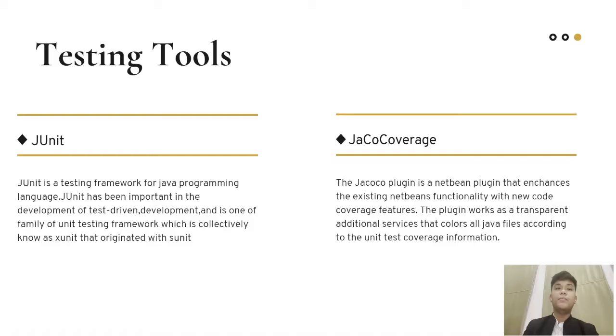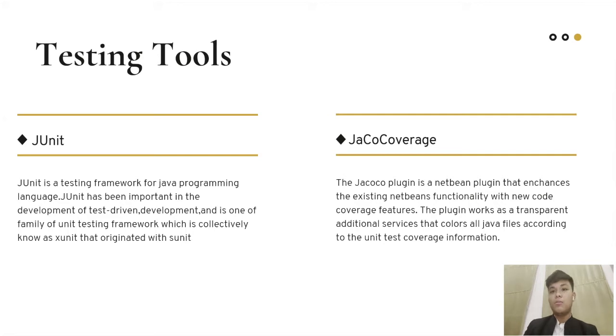For the testing tools we have JUnit and Jacoco Coverage. JUnit is a testing framework for the Java programming language. JUnit has been important in the development of test-driven development and is one of the family of unit testing frameworks collectively known as xUnit that originated with SUnit.